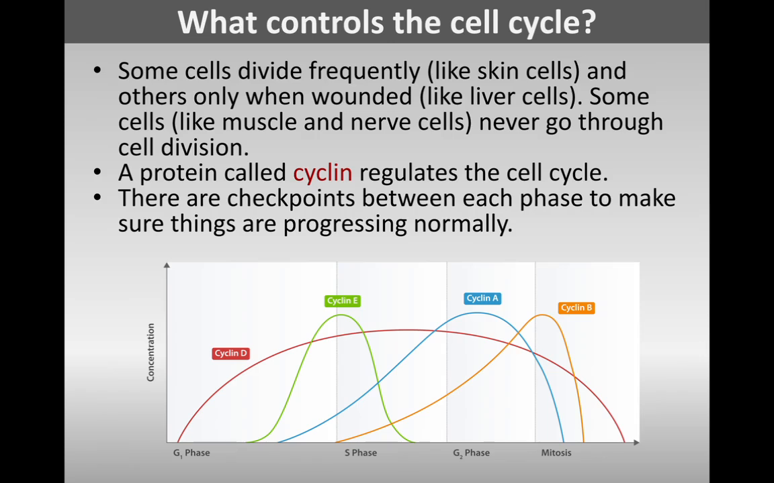So that's if everything goes normal with the cell cycle. But unfortunately, as life has taught us, things don't always go as they are meant to go. So what controls the cell cycle? Well, some cells divide frequently, like skin cells, and others only when they're wounded, like your liver cells. And some cells, like your muscle and nerve cells, never go through cell division, which interestingly enough, when they need to divide, they do it through a whole other process.